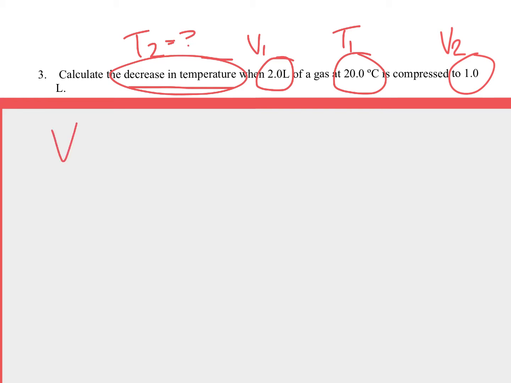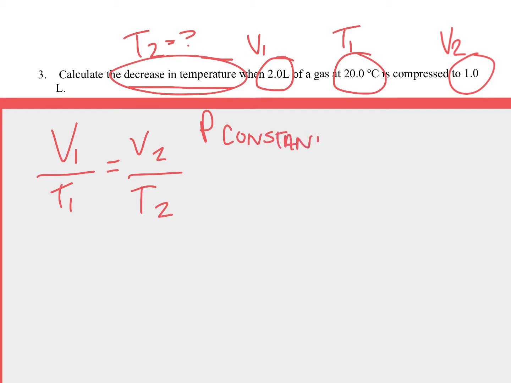As we know, V1 over T1 equals V2 over T2. That's going to be Charles' law. And the reason that we're not going to deal with pressure is because it has nothing to do with the problem. We're also assuming that pressure is going to be constant, and that's said at the very top of this worksheet for this section: pressure is being held constant. All right, so let's start plugging in.